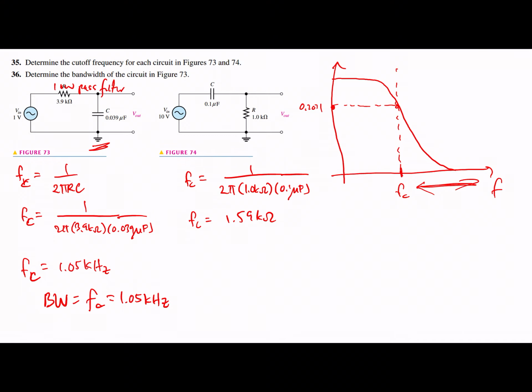For figure 74, if the output voltage is taken across the resistor, then this acts as a high pass filter. And for a high pass filter, we have this type of frequency response. In this case, anything above the cutoff frequency is allowed to pass, which means that since we don't know at what frequency this signal will die down, essentially the bandwidth is infinite. So in this case, we can consider the bandwidth as infinite.